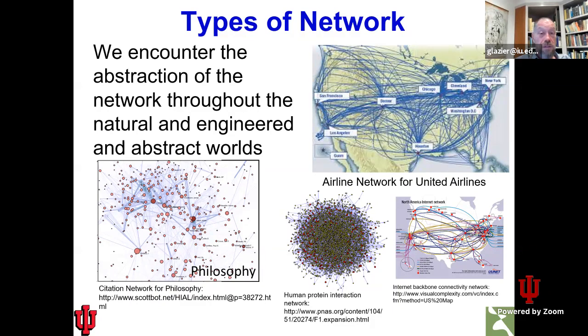Human protein interaction network, which is not very informative the way it's drawn. That's called a hairball for obvious reasons, showing all of the different proteins in a cell and how they interact with each other.